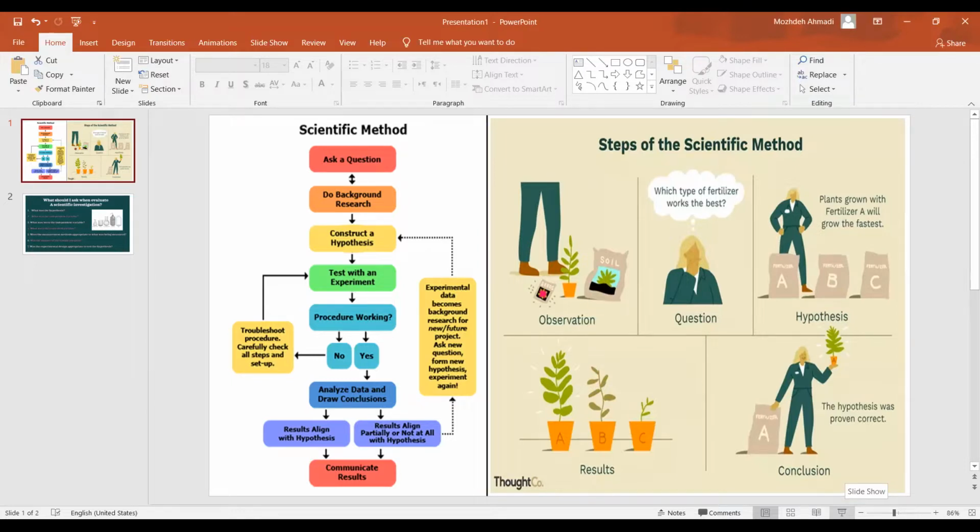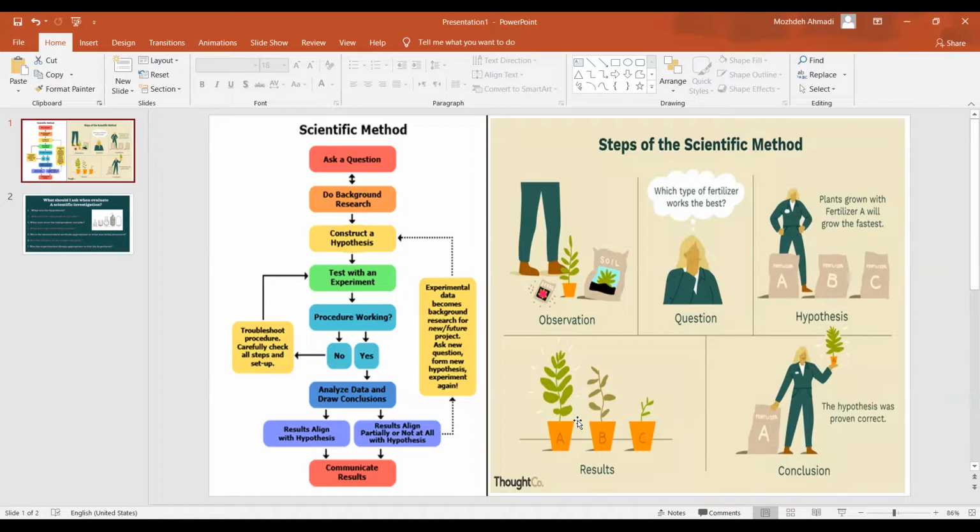Just imagine, for example, you have a question in your mind and you want to find the answer. The first step that you take, most of the time, personally, I go to websites and search to find the answer. So that actually is the background research, and then I construct a hypothesis. It means I just predict an answer for the question that I have.